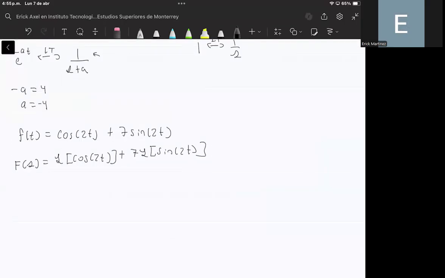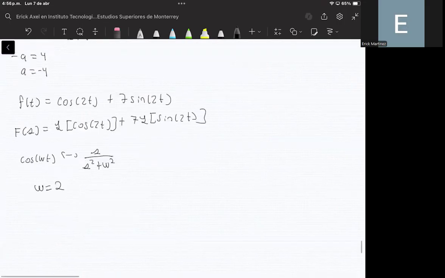So the Laplace transform of a cosine is equal to s divided by s squared plus omega squared. Okay, this is the Laplace transform of a cosine function. So if we compare these two functions, you can see that the value of omega, according to the cosine function, is equal to 2.